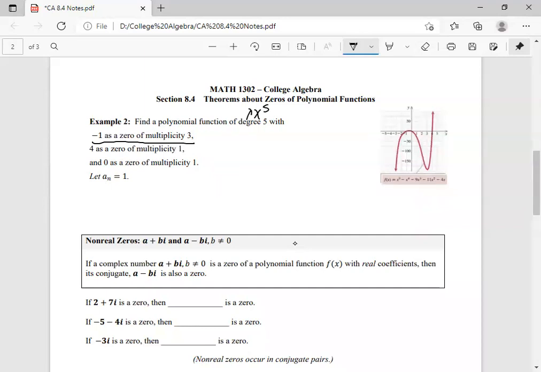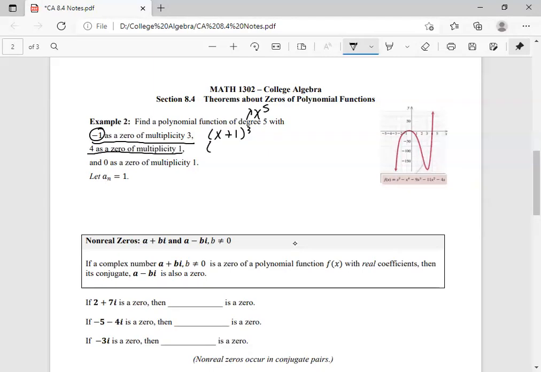So if -1 is a 0, when I write the factor, it's not going to be x minus 1, it's going to be x plus 1, because you're going to do the opposite of whatever's there. The multiplicity of 3 means I'm going to do what? I'm going to put a 3 up there. That's absolutely right. This one says 4 as a 0 with multiplicity of 1.